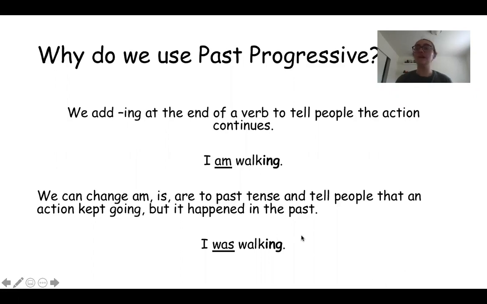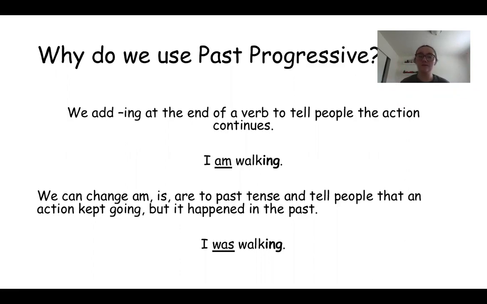And so that's why we use the past progressive, because when we use the present progressive, it means that something happened in the past and continues now. But when we use past progressive, it means that something happened in the past and it ended in the past, right? It was going on and it was happening, but it stopped before the present.